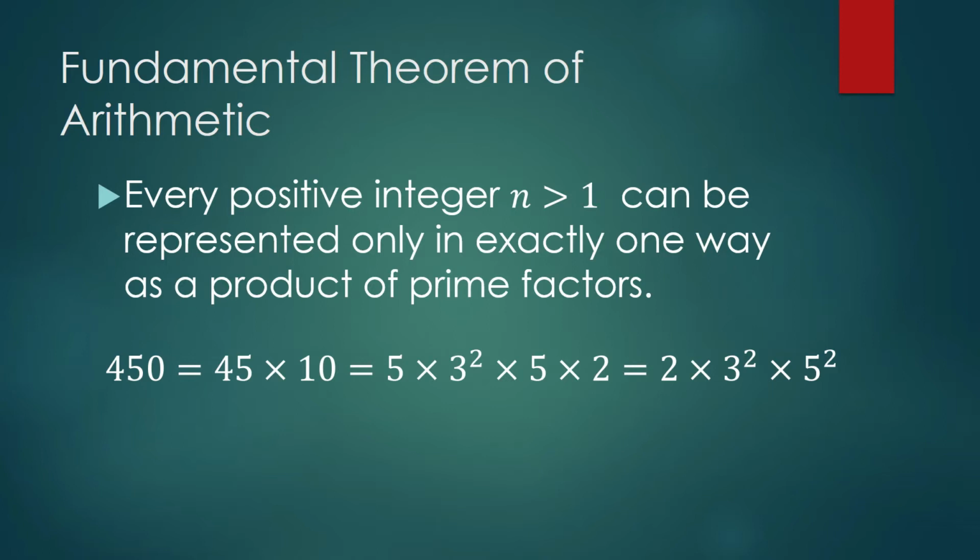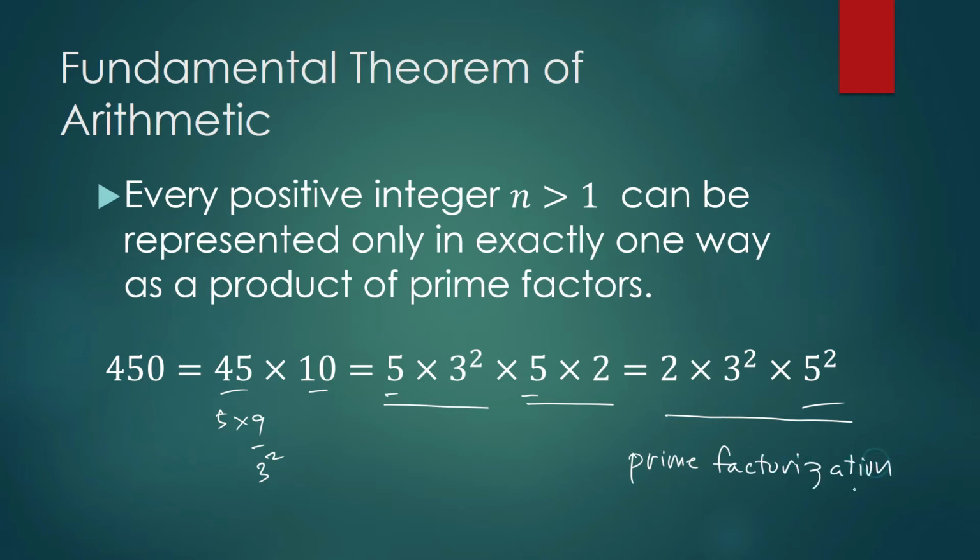Well, 450 is equal to 45 times 10. And 45 is 5 times 9. And 9 is 3 squared. 10 is 5 times 2. Now applying your laws of exponent for 5 times 5, that becomes 5 squared. This is the prime factorization of 450, and there is no other prime factorization of 450.